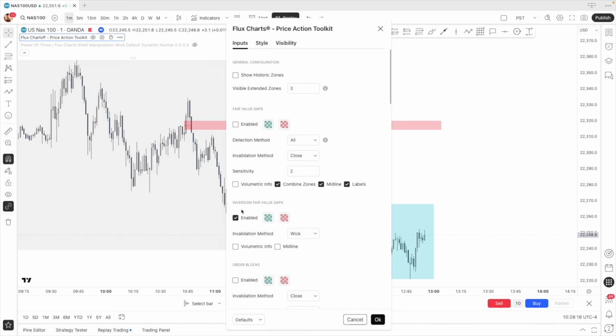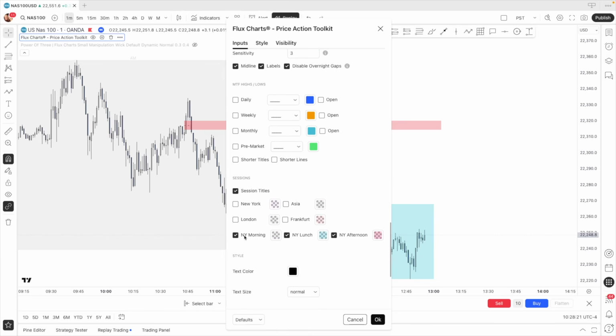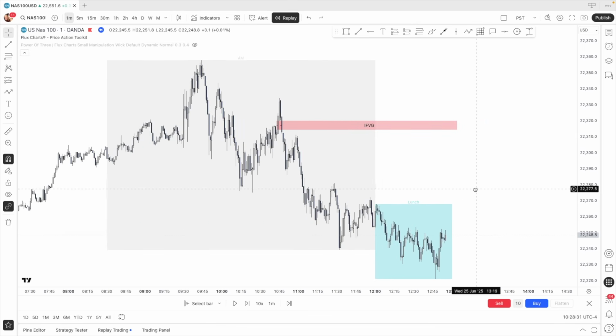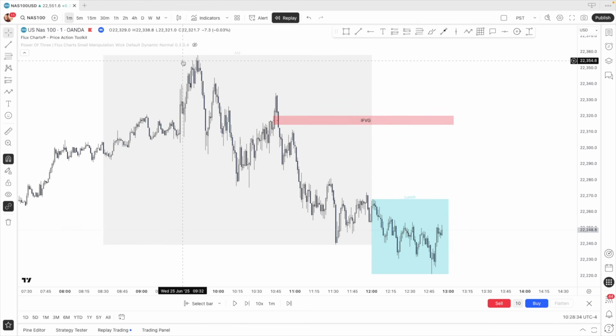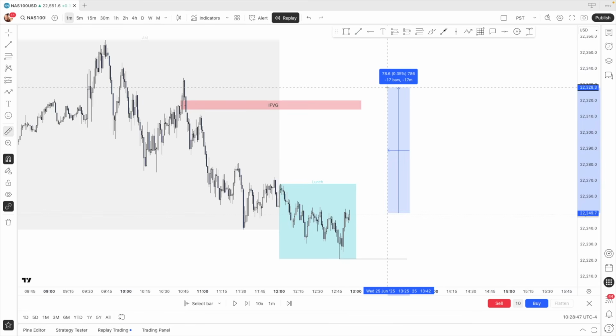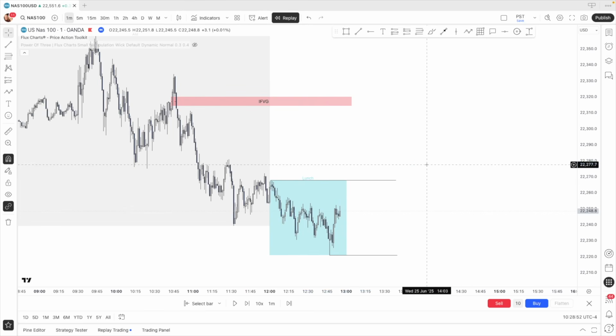So I have enabled the inverse fair value gaps, and I also have the New York session, the morning, lunch, and afternoon session. So remember what we said? We can clearly see right over here, AM session was in a nice downtrend. We accumulated a little bit here in lunch session. So let's mark out the lows and the highs of the New York lunch session.